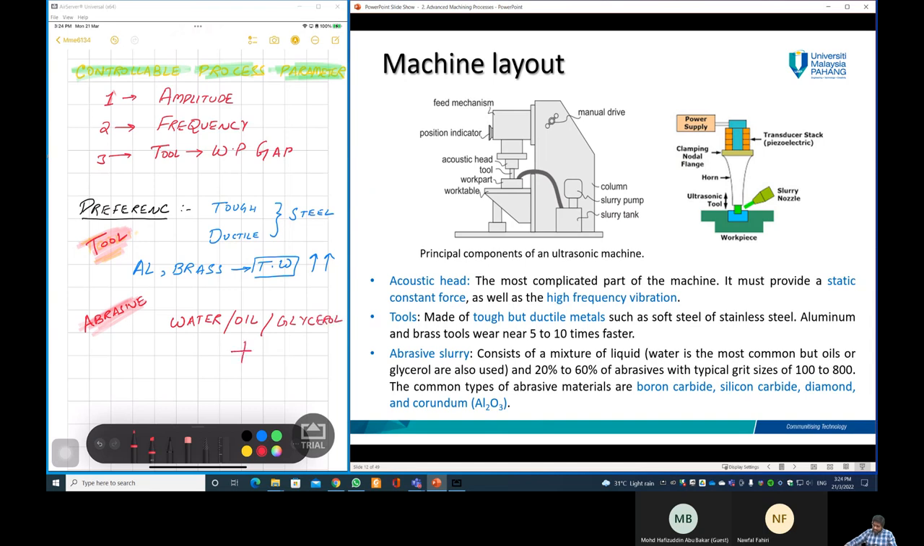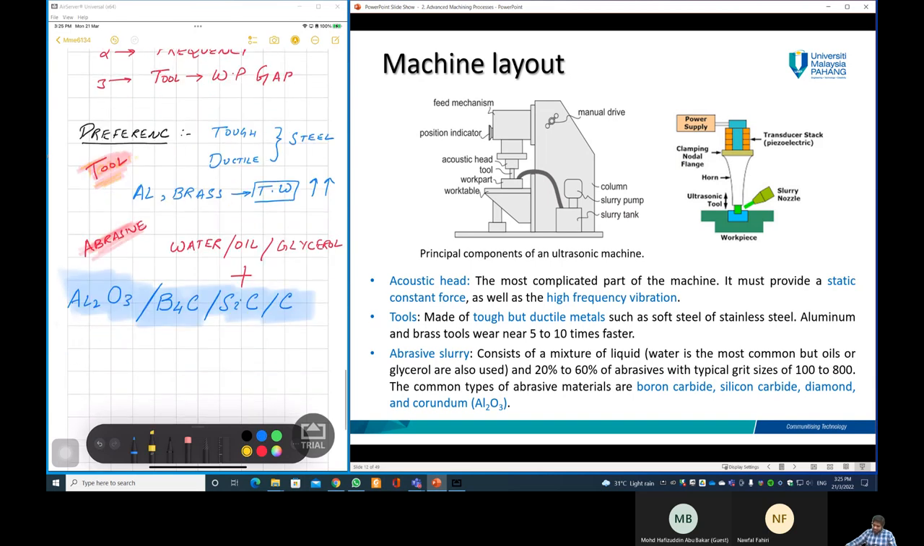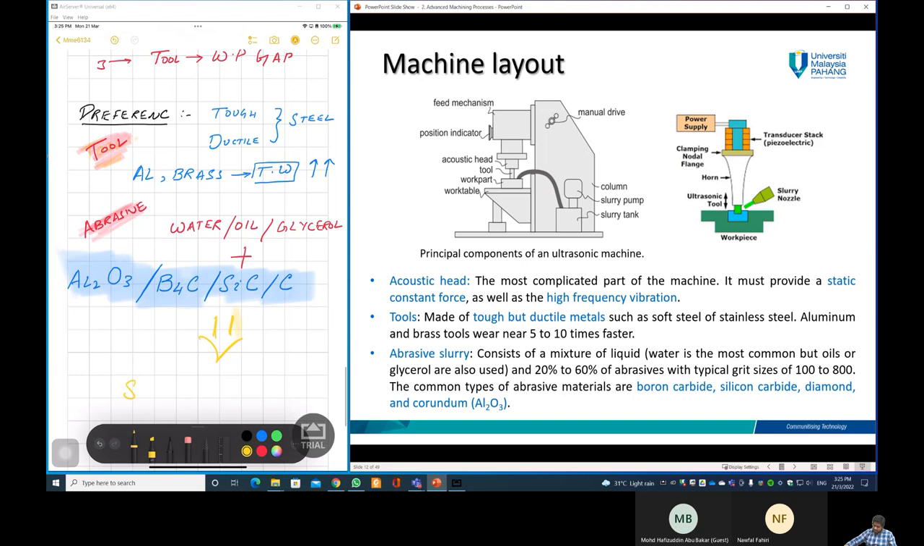Now I am going to add the sharp edged material, sharp edge particles. The common examples are boron carbide B4C or silicon carbide SiC or diamond, which is basically a form of carbon, or alumina, also called corundum. Al2O3 is called corundum or alumina. So this is what I will add, and when I add them, this equals what? Slurry. This is my slurry.